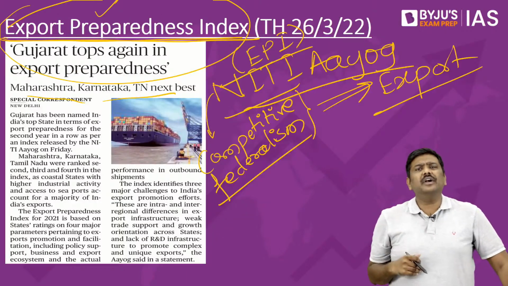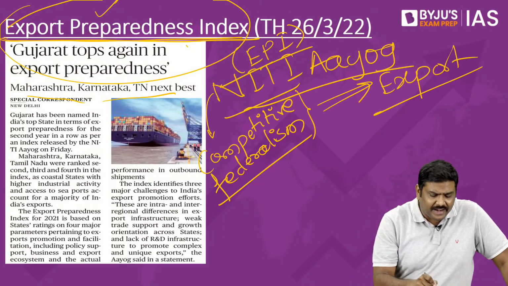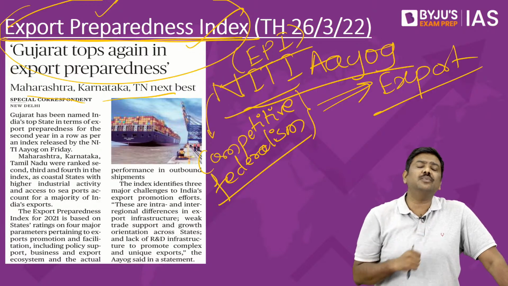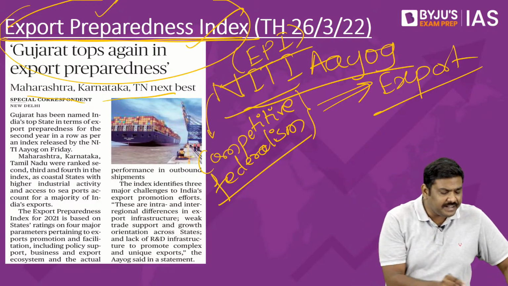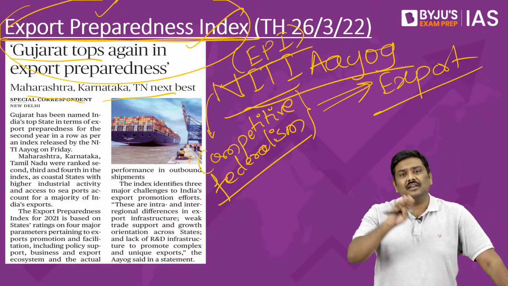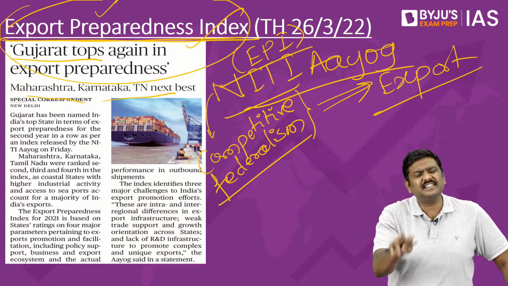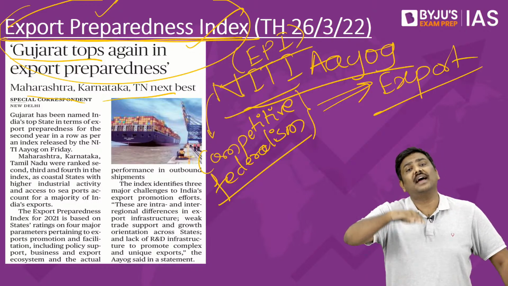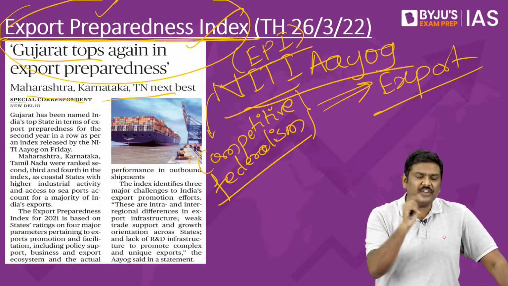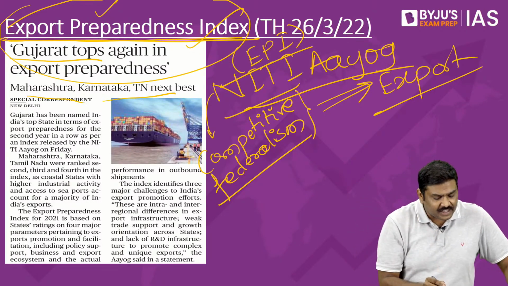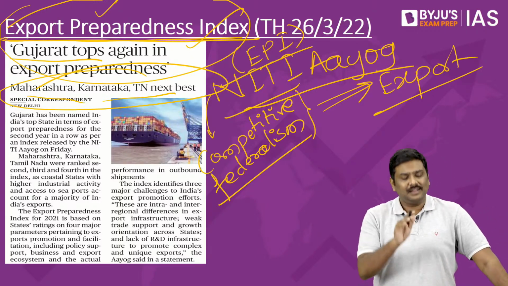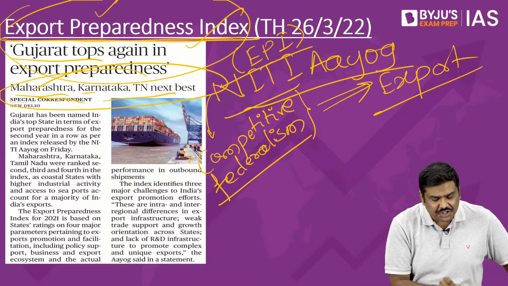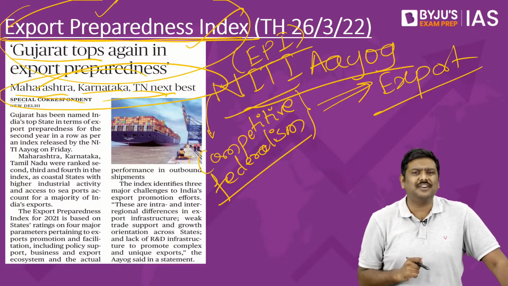Now, what are the important points related to this particular index for 2021? Remember the state name? Gujarat has topped the list again, right? It is the second time the report has been published, and it is the second time that Gujarat has topped the list. That's the first statement. Second, Gujarat is followed by the next important states, Maharashtra, Karnataka, Tamil Nadu, etc.